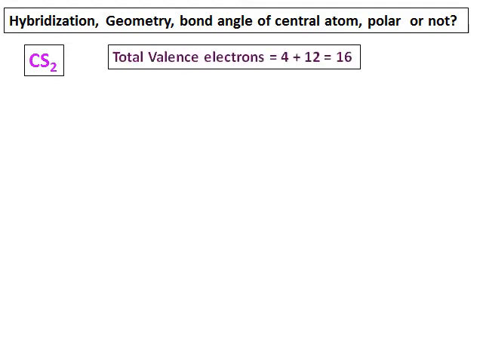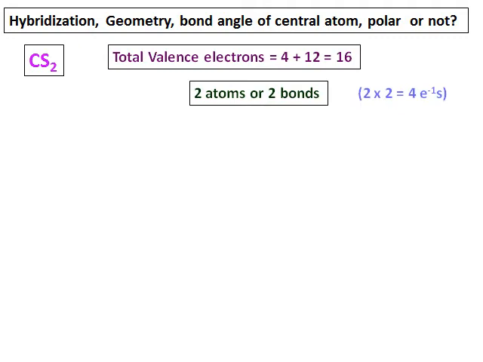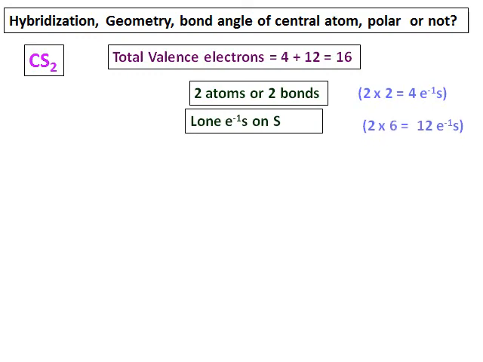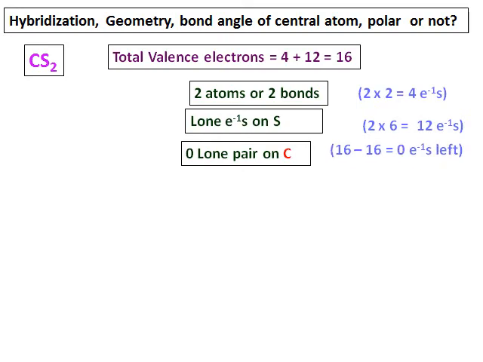As always, we start with the Lewis structure. So a total of 16 valence electrons. I have 2 atoms or 2 bonds, and hence 4 electrons get used up in that. So remaining electrons become lone electrons on sulfur. So I have 6 plus 6, 12 electrons on sulfur. So all the electrons get used up. Therefore I will not have any lone pair on carbon, and hence the Lewis structure of CS2 will look as shown over there. But looking at it, you can see that the octet of carbon is not complete.